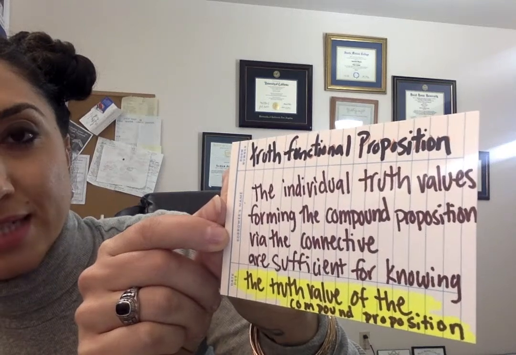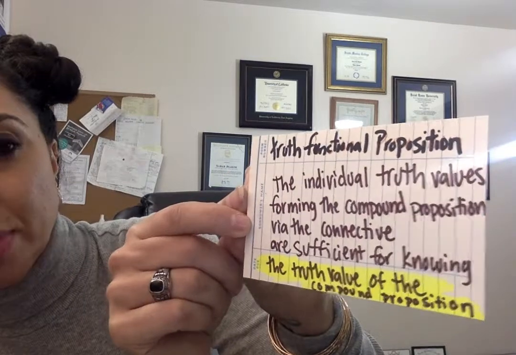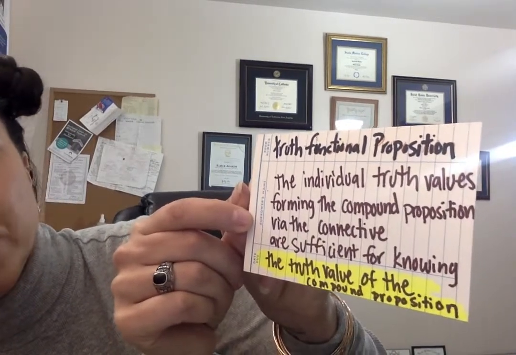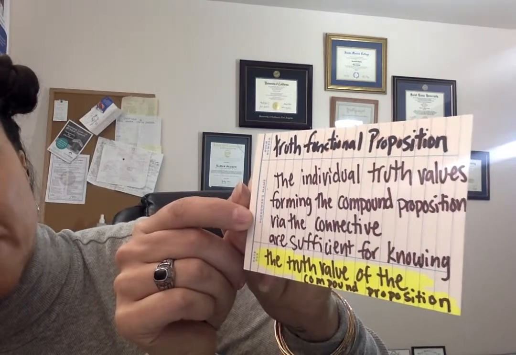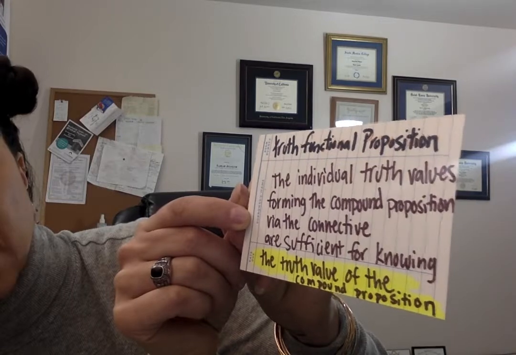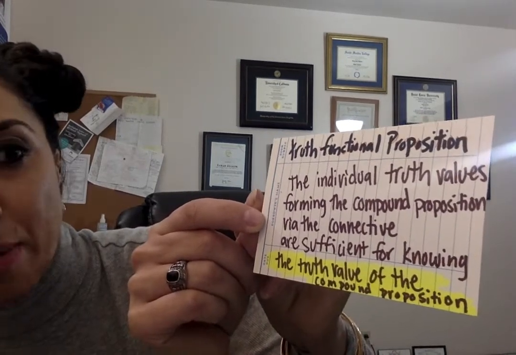I'm going to break down this entire thing. It's a definition for a truth functional proposition. A truth functional proposition is one where the individual truth values forming the compound proposition via the connective are sufficient individually for knowing the truth value of the compound proposition.